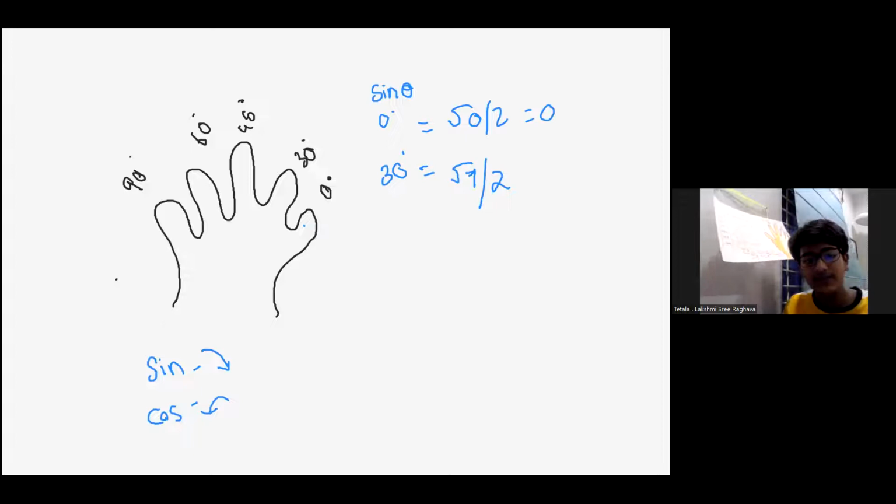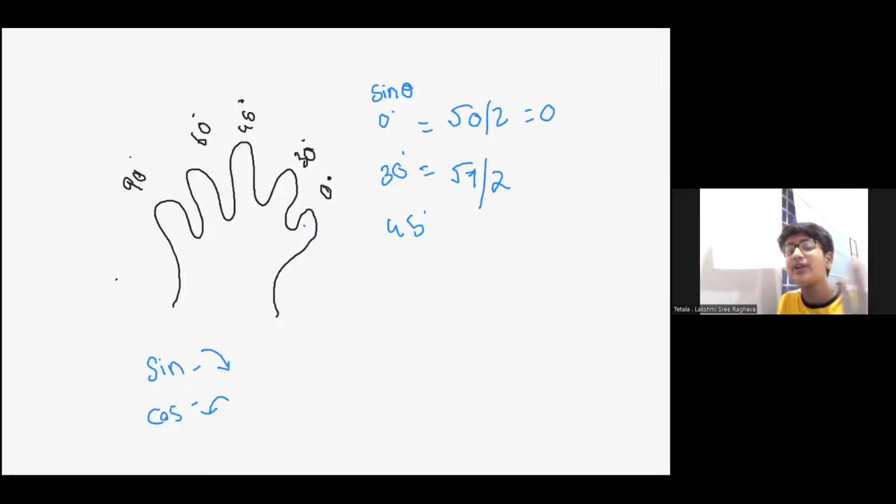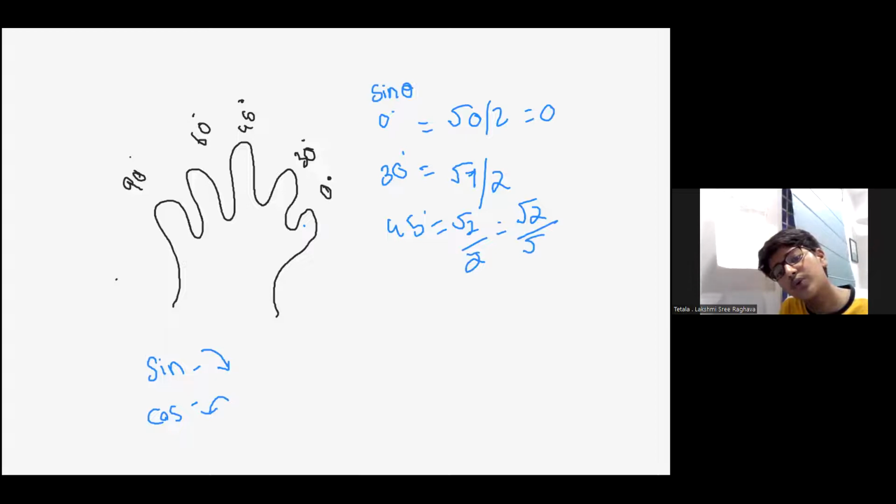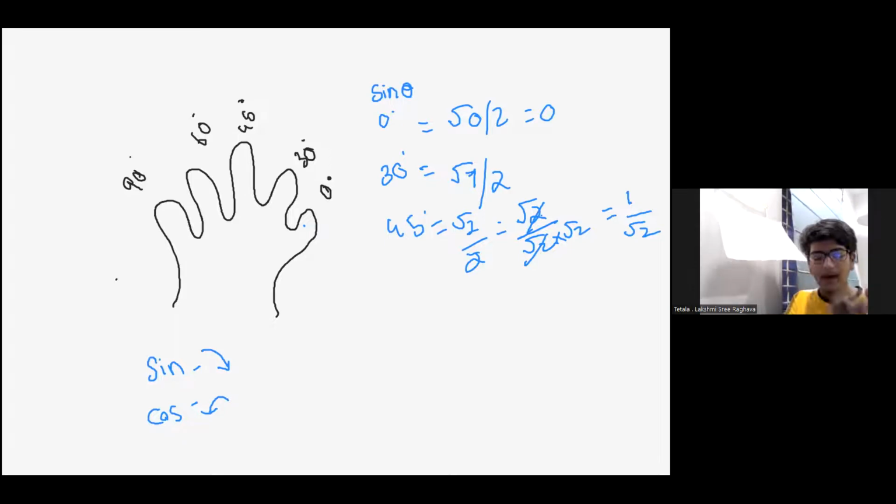Next, let us come to 45 degrees. How many fingers are left? 2 fingers are left, so root 2 by 2. How can you write 2? You can write it as root 2 into root 2, which is root 2 square. Square and root cancel, and hence it becomes 2 itself. So root 2 and root 2 cancel. The value for 45 degrees is 1 by root 2. If you did not get it, put the video back and see again, it will be easy for you to learn this. 1 by root 2 is the value.